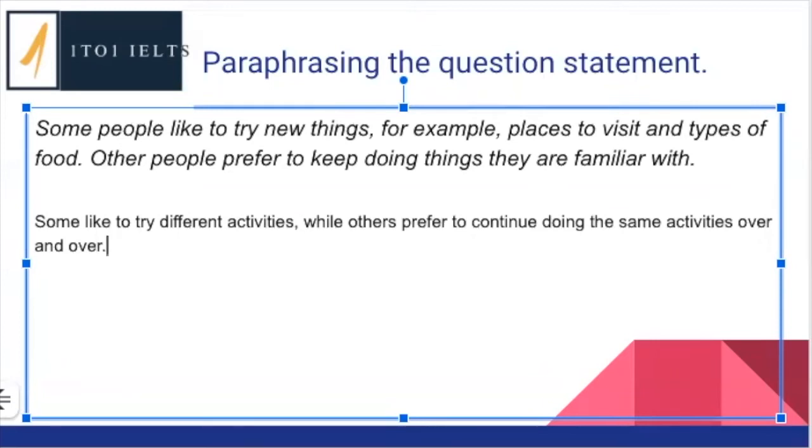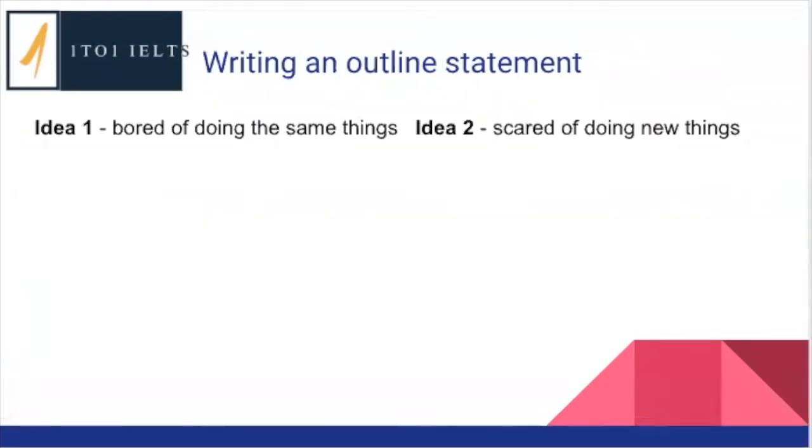Okay, so now we're going to move on to the outline statement. As I said, we're not generating ideas today. I'm taking a couple of ideas which were generated in the Facebook group from a question I posted there. So idea one is bored of doing the same thing. So they like to try new things because they're bored of doing the same things. And idea two is they prefer doing things they're familiar with because they're scared of doing new things. So these are the ideas we're going to go with.